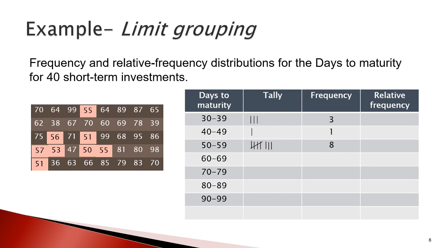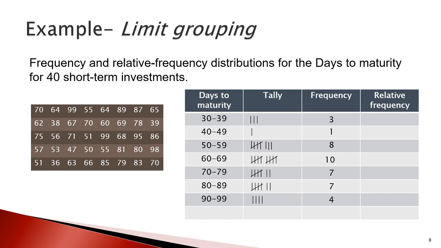Continuing like this, for each class we get the frequencies in the third column. For 60 to 69 there are 10, for 70 to 79 there are 7, for 80 to 89 there are 7, and finally for 90 to 99 there are 4. And finally the total observations can be taken by getting the summation of the frequency column, that is 40.